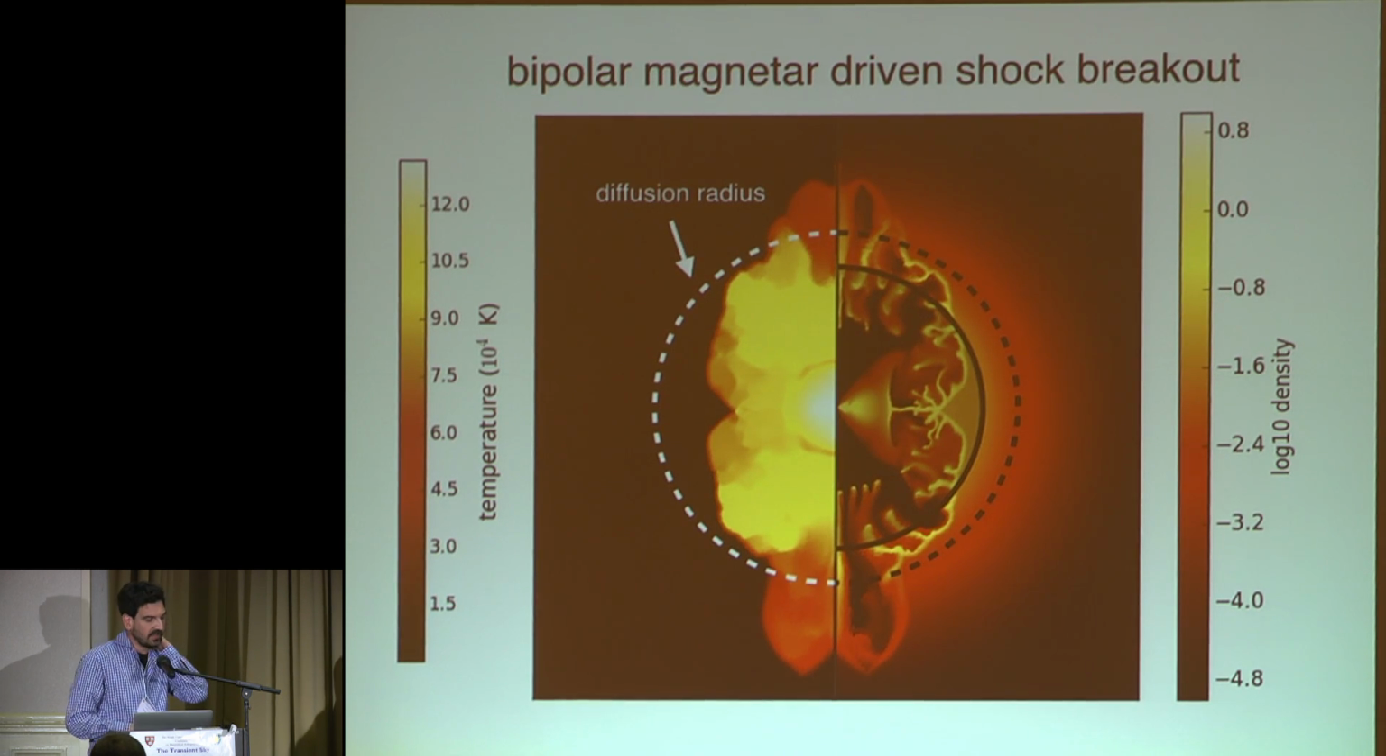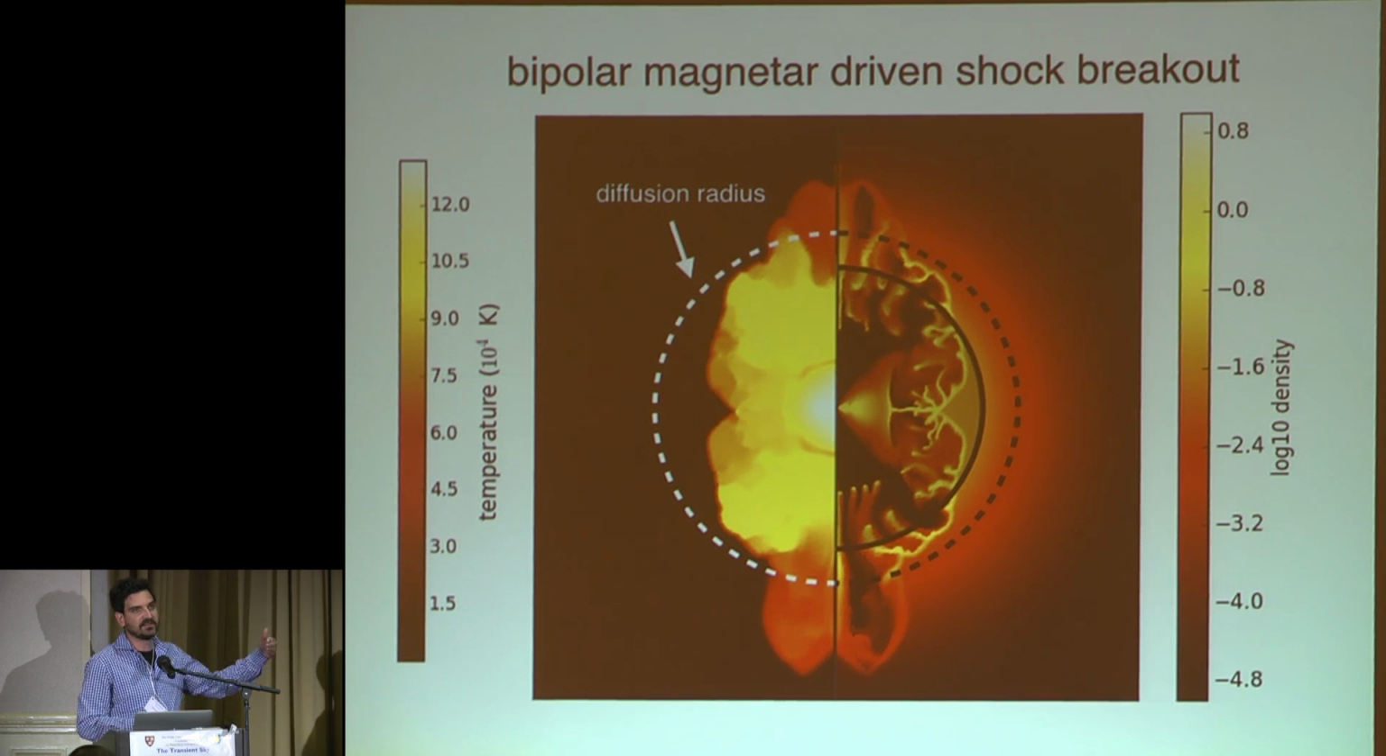So the ejecta looks a lot more interesting in this case. The breakout, the reaching of this diffusion radius, happens first along the poles, so you might expect a brighter shock breakout first peak if you tend to be looking along the polar regions. You can look at the ejecta. There's still some sort of cellular structure here. It's broken up, but it's still there.